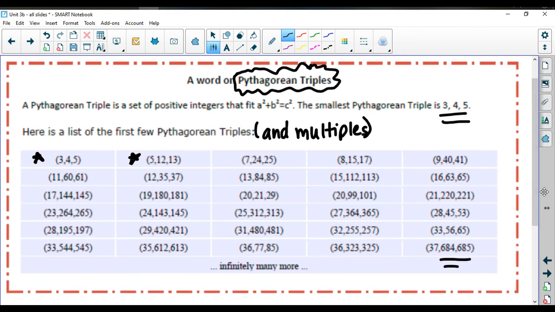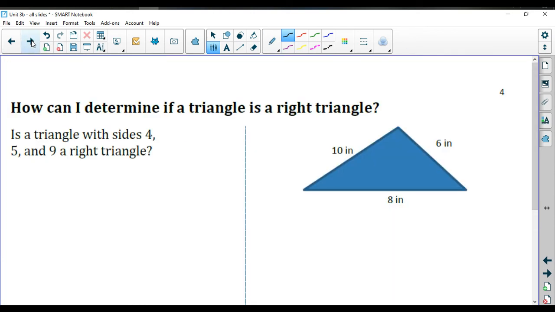Okay, and that wraps, actually, no, it doesn't wrap it up. We have one more part that we need to do. You can go ahead and flip over to page 4. I need to talk to you about these before you actually do the practice packet for today. So here's the deal.